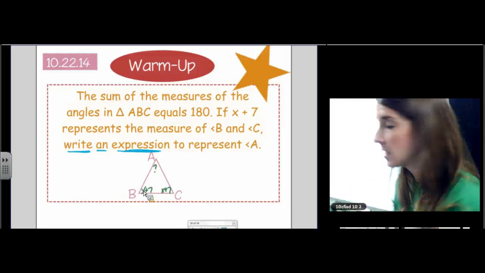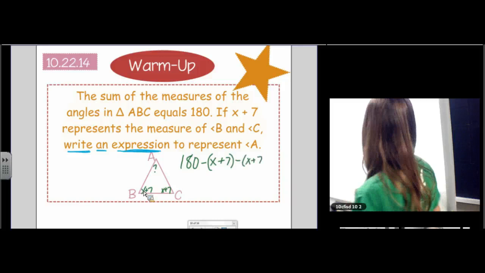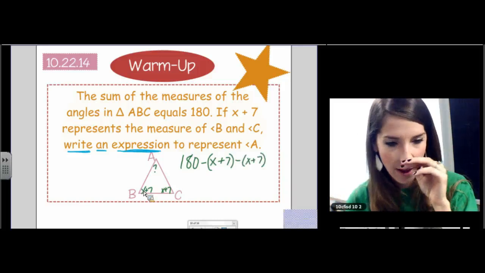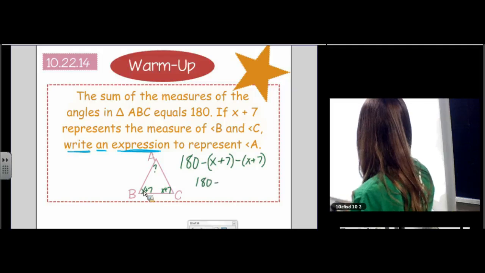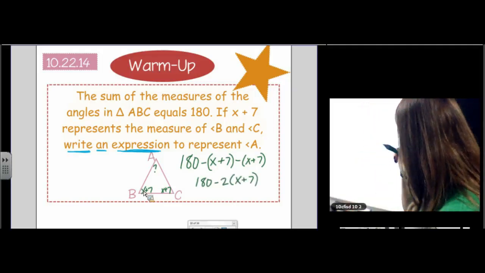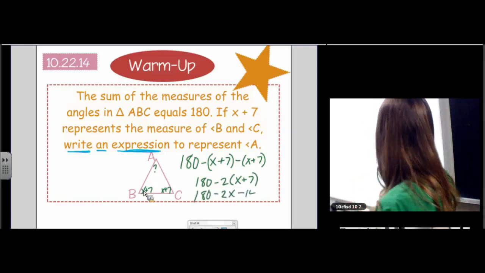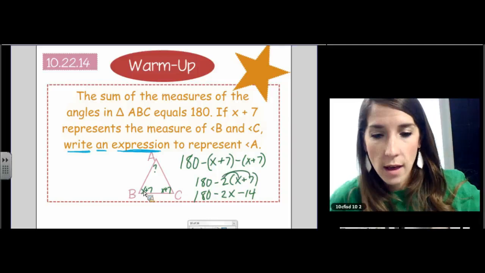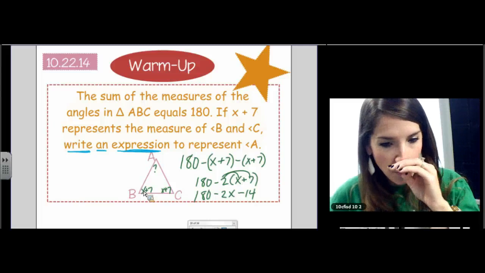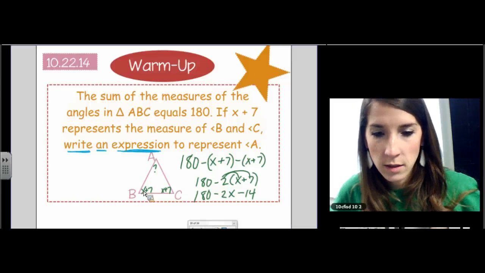We have no idea what A is, but we do know that we can do 180 minus x plus 7 minus x plus 7, or x plus 7 times 2, if you want to look at it that way. Good, yes. So you could put it that way, 180 minus 2 times x plus 7. Just be careful that when you distribute 180 minus 2x minus 14, make sure you distribute the negative 2, not just the 2, but distribute the negative as well. So if we clean that up a bit, it would be 166.